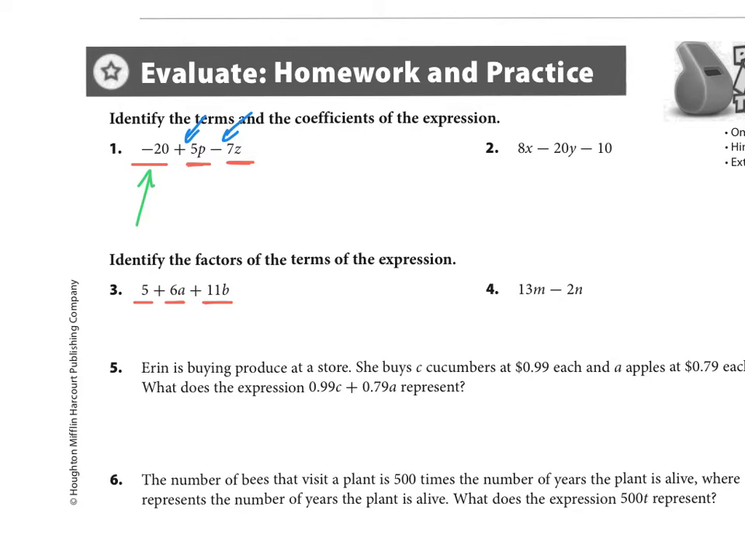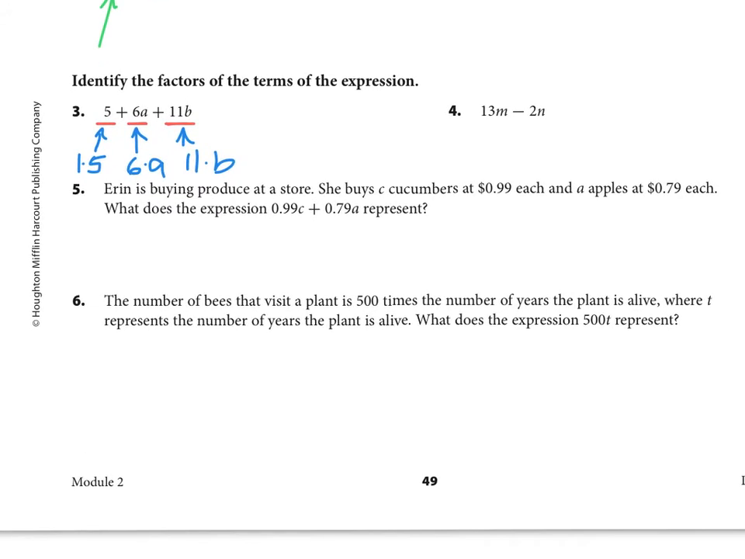It says identify the factors. Well, the factors of 5 are 1 and 5. It's what you multiply to get the term. The factors of 6a are 6 and a. It's what you multiply to get that. So the factors of 11b are 11 and b. So factors are just what factors have been and we referred to in the past. It's what you multiply to get a certain thing.